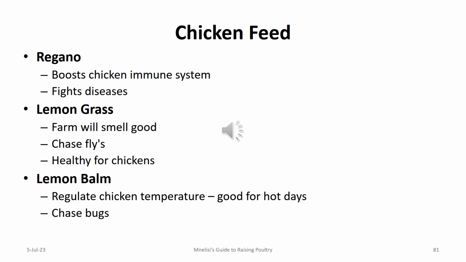Lemongrass. It's healthy for your chickens. It will also make your farm smell good and chase flies away. Lemon balm. It regulates chicken's temperature. You will need this mostly on hot days. And it will also chase bugs away from your farm.